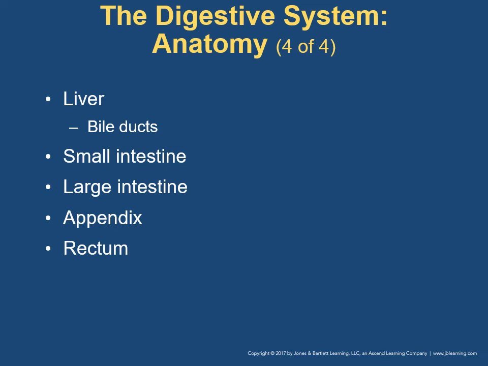The large intestine is the major hollow organ consisting of the cecum, colon, and rectum, and its major function is to absorb the final 5 to 10% of digested food and water from the intestines to form solid stool.